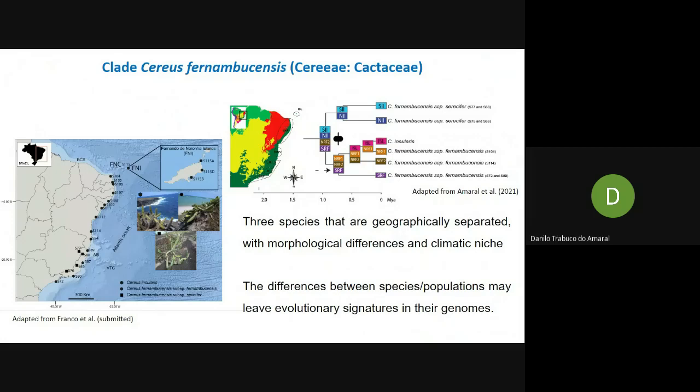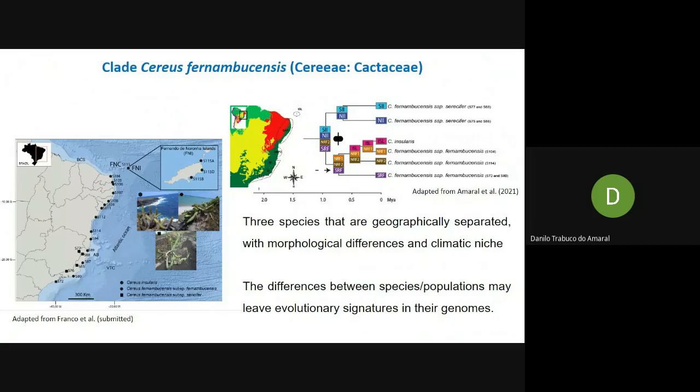This clade comprises three main species. One is Cereus cerucifer, which occurs in the southern portion of the Brazilian Atlantic forest. You have the species Cereus fernambucensis, which occurs from the south of São Paulo to the northeast of the Brazilian Atlantic forest, and the species Cereus insularis, which occurs on Fernando de Noronha Island.